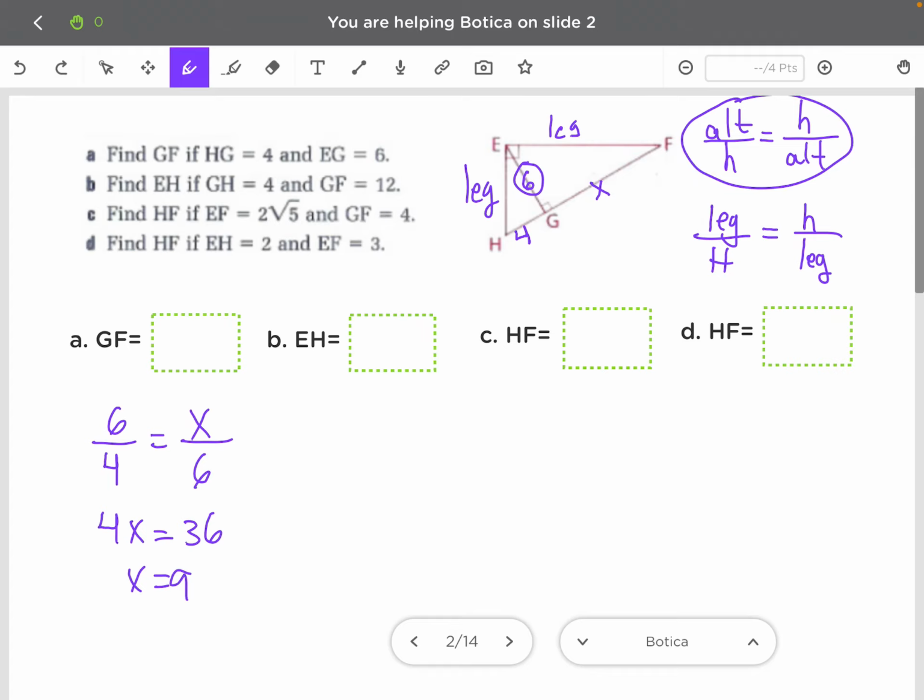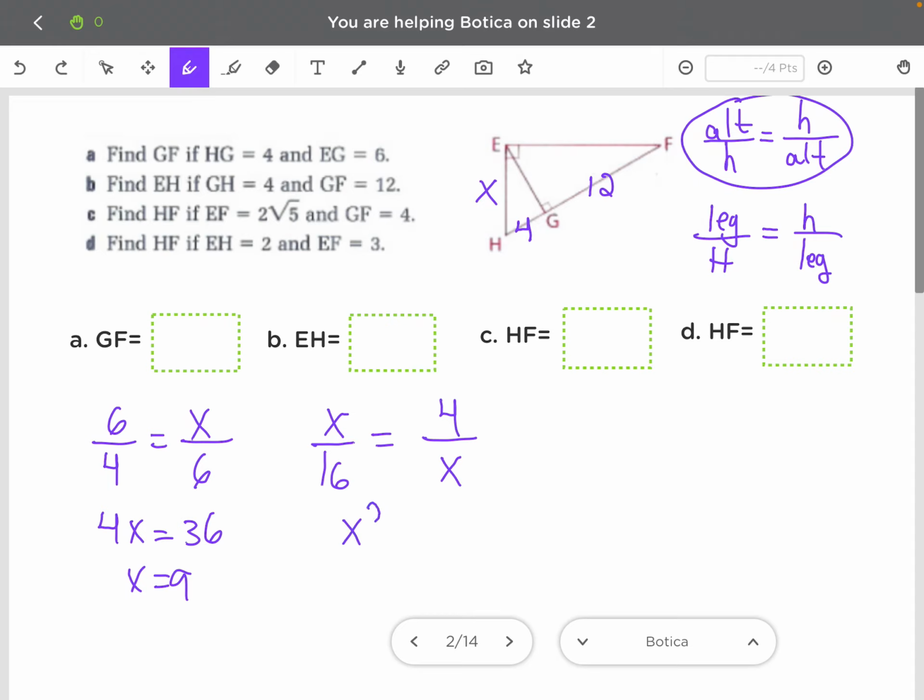So let's take a look at the next problem, because the next problem is giving us one with the leg. So they're telling me EH is x, GH is 4, and GF is 12. Okay, so again, this one is giving you a leg. The big H stands for the whole hypotenuse, and the little h stands for the part of the hypotenuse that is touching the leg. So HG is the part of the hypotenuse that is touching leg EH.